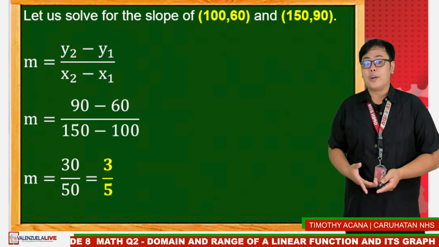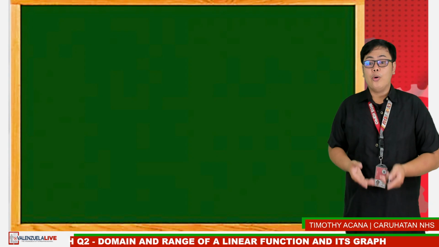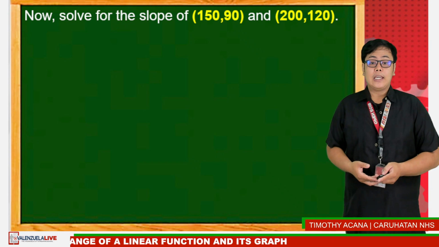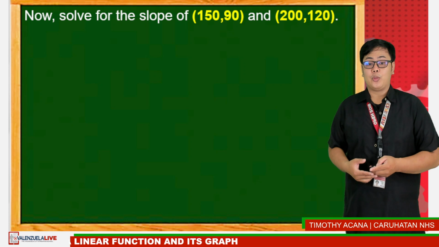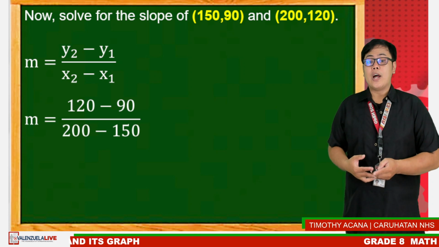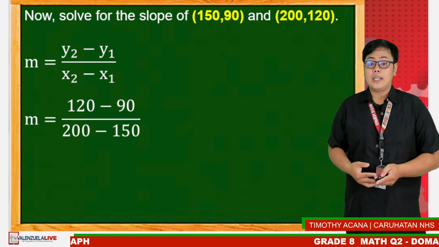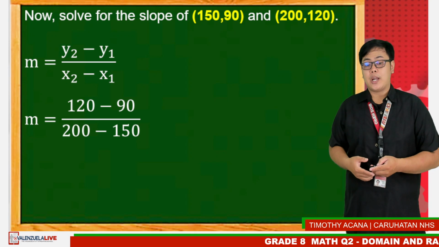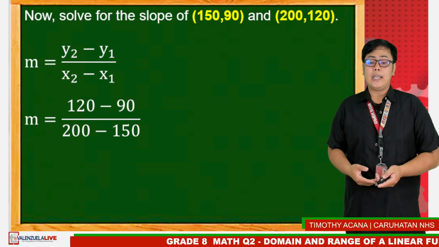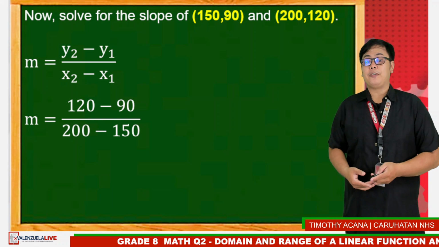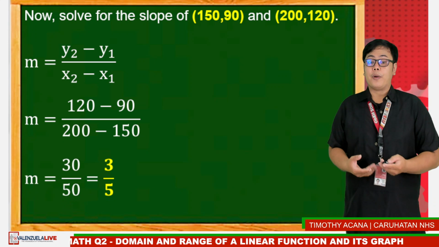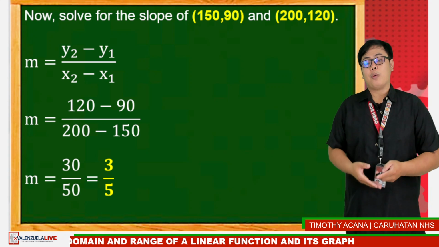Now let us solve for the slope of the points whose coordinates are (150, 90) and (200, 120). We have (120 minus 90) over (200 minus 150). 120 minus 90 is equal to 30, and 200 minus 150 is equal to 50. Simplifying, 30 over 50 is equal to 3 over 5.